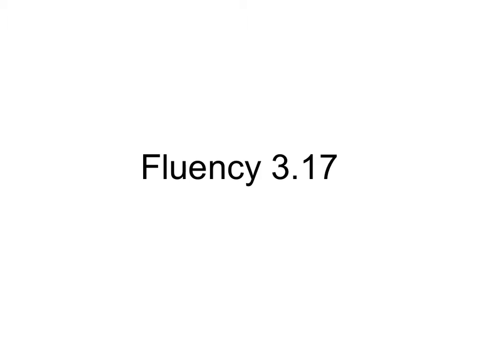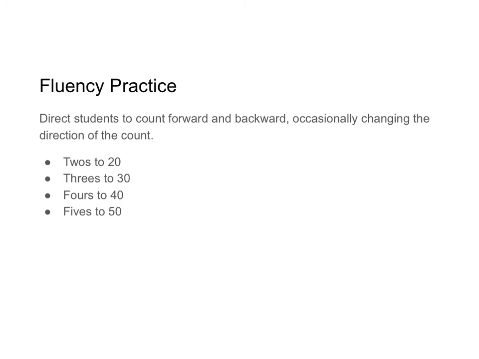This is Fluency Module 3, Lesson 17, a continuation of what we've been doing in division. All right, we're going to start with our fluency practice, counting forwards and backwards by twos. We're going to go a little bit faster today than we did yesterday. Change the direction. I will let you know when to do that. So let's go by twos. We're going to count to 20.